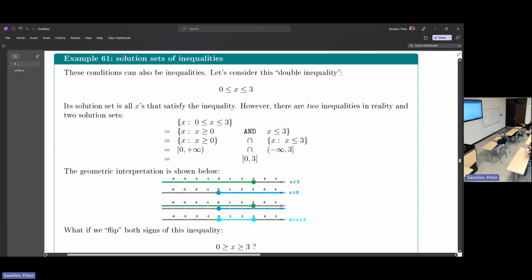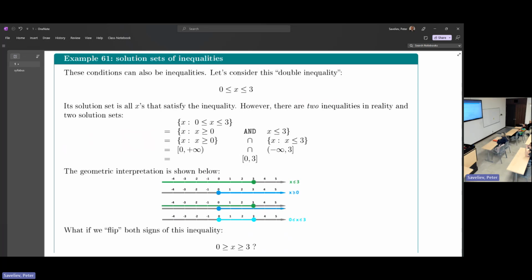So the first inequality, x larger than 0, is the blue one. The green one is x less than or equal to 3. So the two rays, one to the left, one to the right. Then we're supposed to find their intersection, which naturally is literally the overlap. So everything between 0 and 3 is the answer.